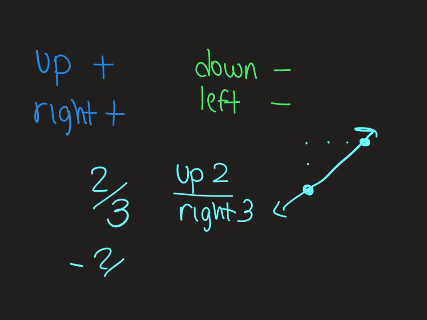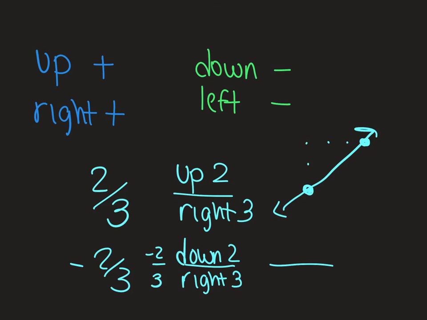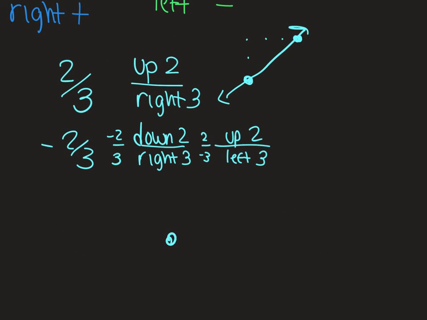If I had negative 2/3, I can either say that the negative is on the top or the bottom. I could make the negative be on the top, so I could go down 2, but now 3 is positive, so I have to go to the right. Or I could make the negative on the bottom. That means I'm going up 2, 2 is positive, and left 3, 3 is negative. So let's see what that would look like. If I had a dot right here, I could either go down 2, right 3, or up 2, left 3.